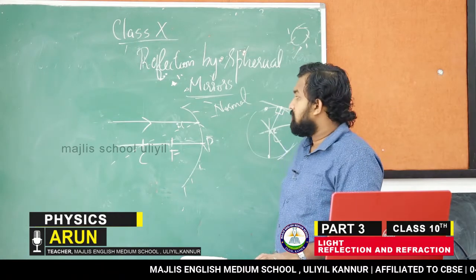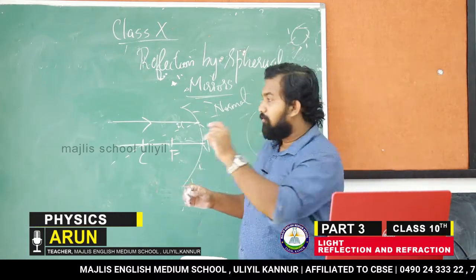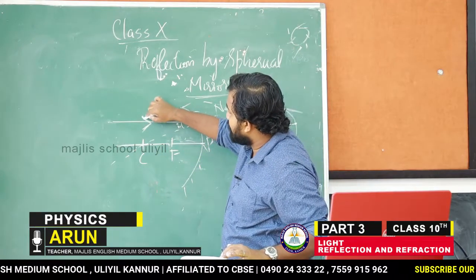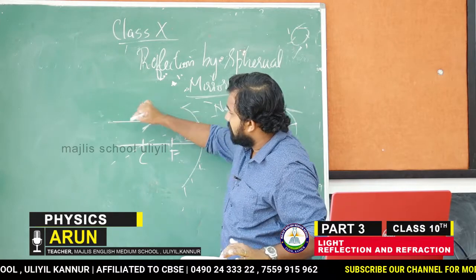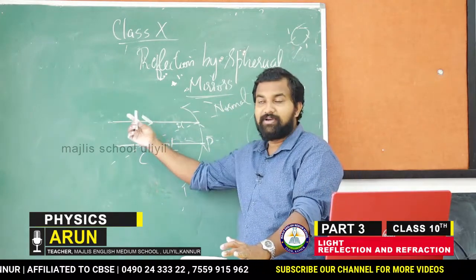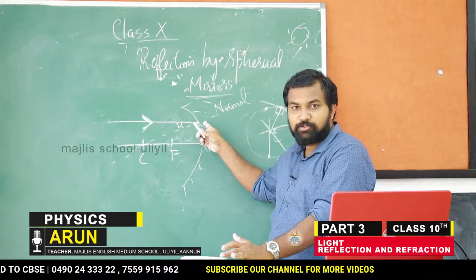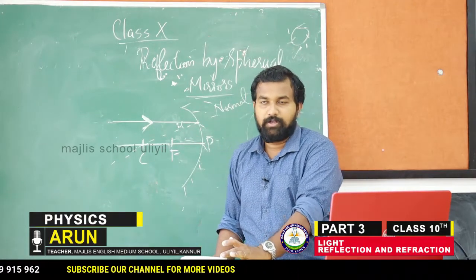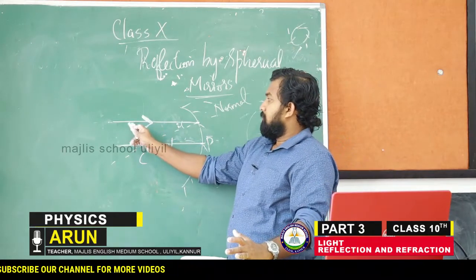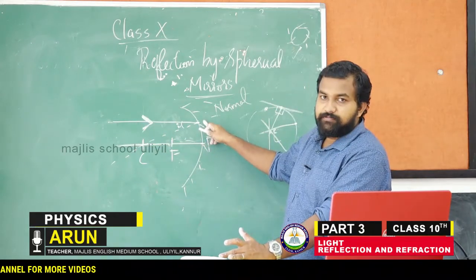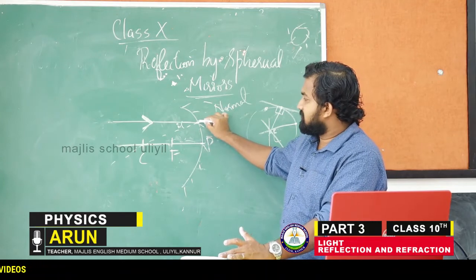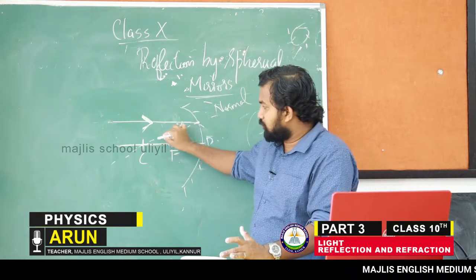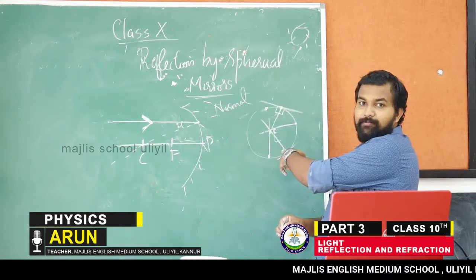Clear? One more thing: whenever you are drawing light rays, the arrow mark is important, because we need to understand whether the light ray is coming towards the mirror or moving away from the mirror. Clear? So the light ray comes and hits the surface, and at the point of incidence, the imaginary normal, the perpendicular line, will be passing through the center of curvature, as I have explained here.